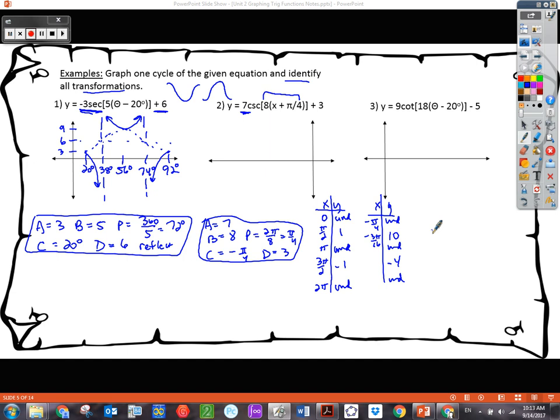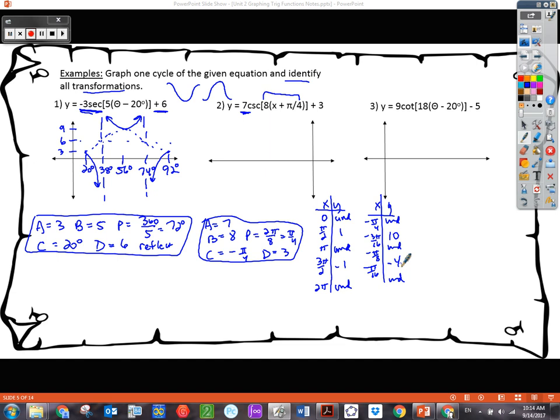Okay? For pi, we divide pi by 8, which gives us pi over 8. Pi over 8 minus pi over 4. Now that's a much easier one to do, right? Pi over 8 minus pi over 4 is -pi over 8. 3 pi over 4. Multiply that by 1/8. I get what? 3 pi over 16. 3 pi over 16 minus pi over 4 gives me -pi over 16.